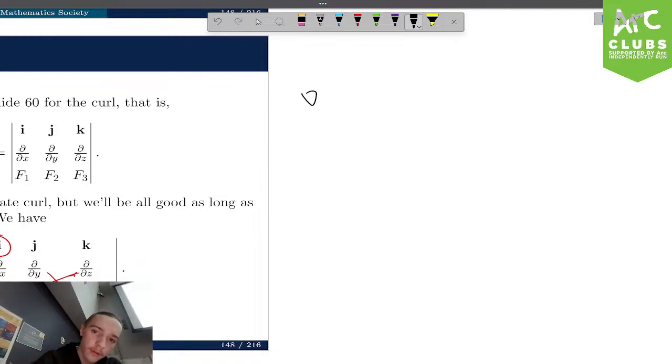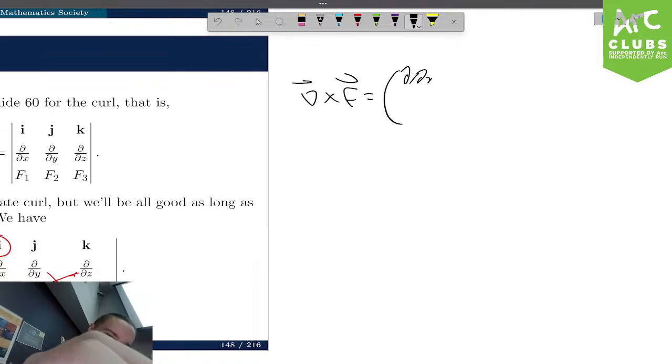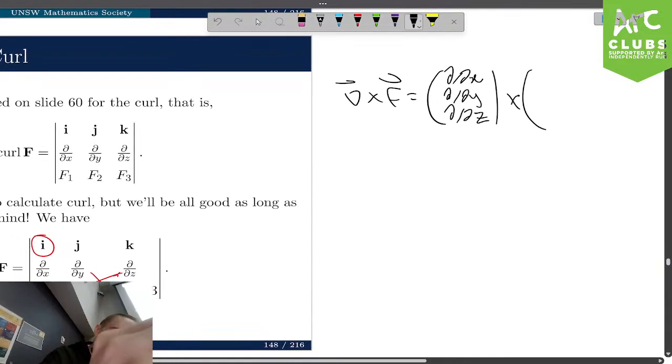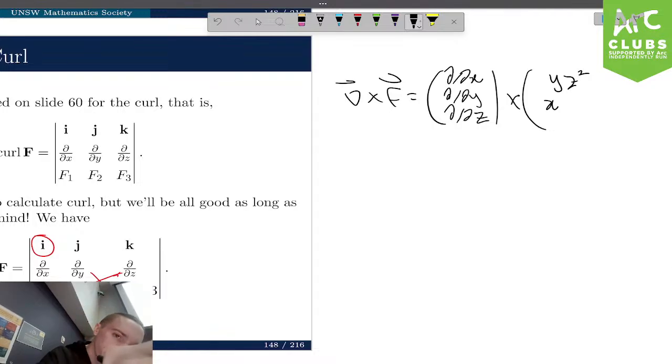So we're going to say that the curl here is, and then xz squared. Sorry, my handwriting is really messy. I'm trying not to put my hand on the tablet because it's just going to freak out. 2xyz.